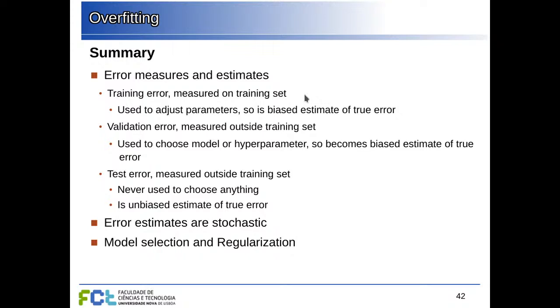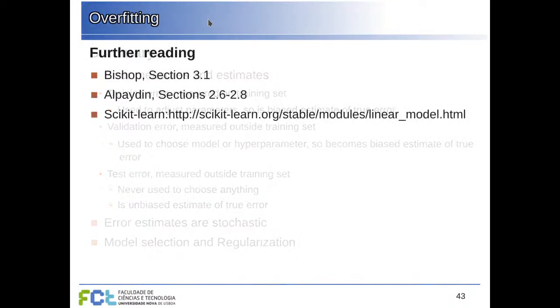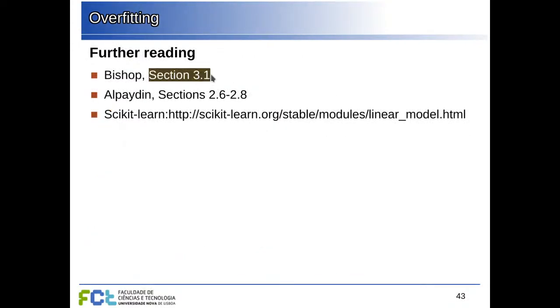And we saw these two approaches to try to mitigate overfitting, which is selecting the best model and using regularization to change the way the hypothesis is selected. So I recommend that you read section 3.1 of Bishop's book and Alpaydin 2.6 through 2.8 about this subject matter. And also you can take a look at the documentation on scikit-learn for the linear model module. This is not something for you to read or memorize, but just take a look, because when you're doing this in practice, it may be useful to go to the documentation and check the options that you have there.